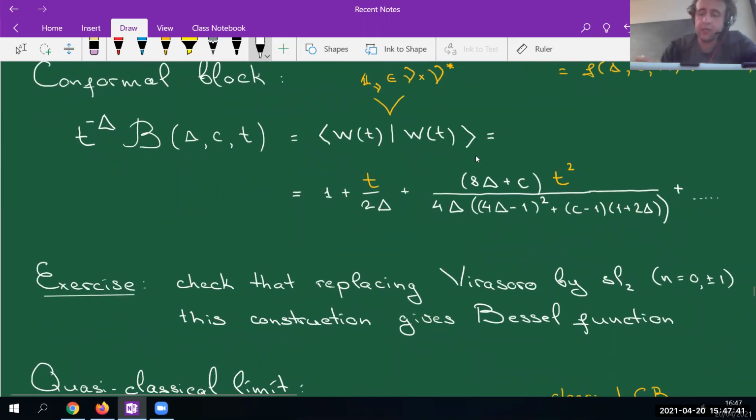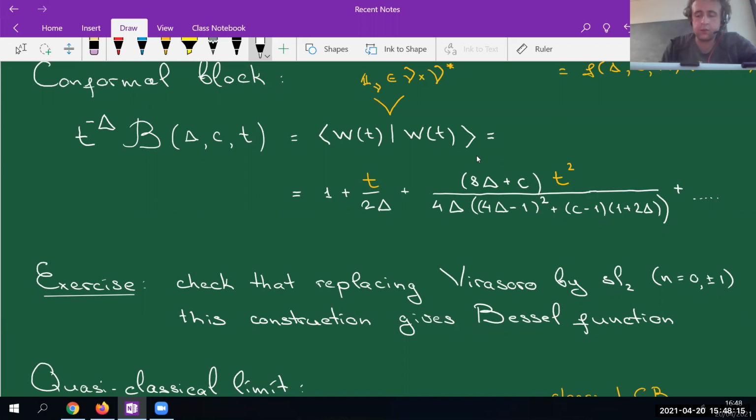And when you do the computation, at low orders it's not so difficult to obtain explicit expressions. But the further you go in order, the harder the computation becomes. So if you really want to understand how it works computationally, perhaps the best exercise one can do is just to replace the Virasoro algebra by SL2.